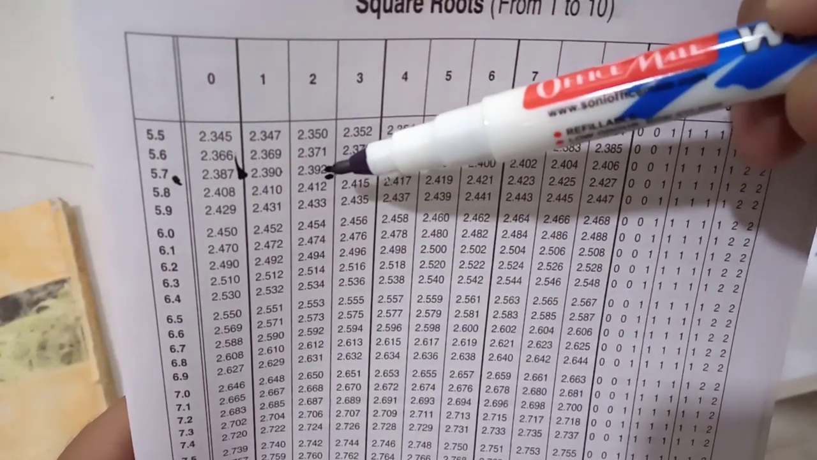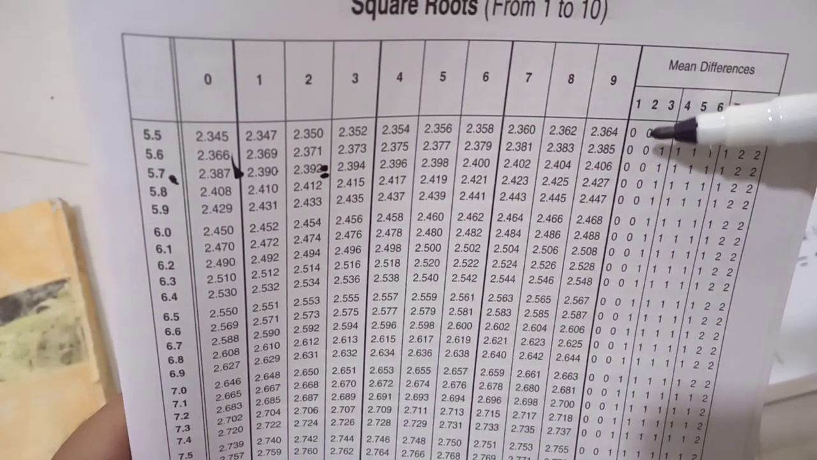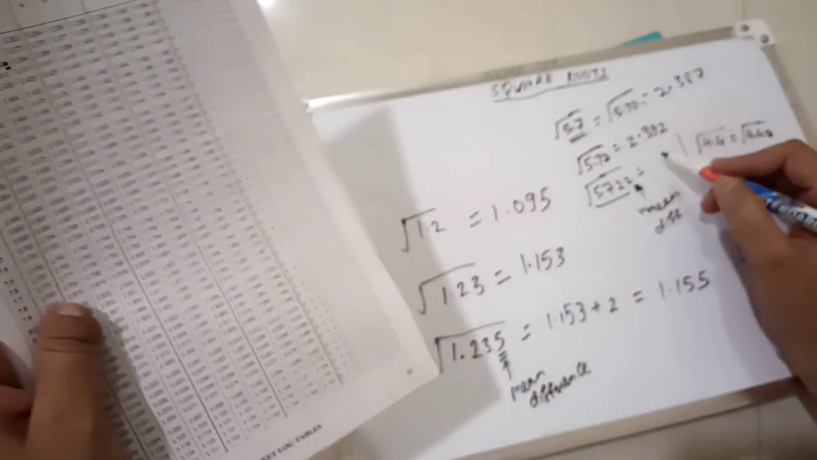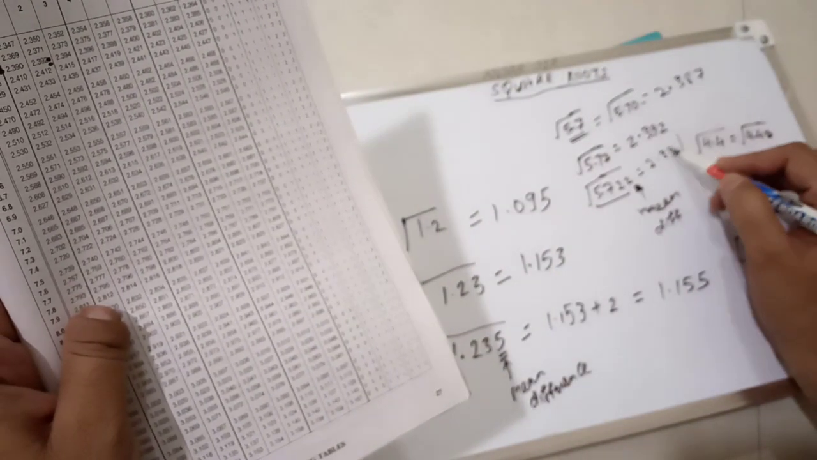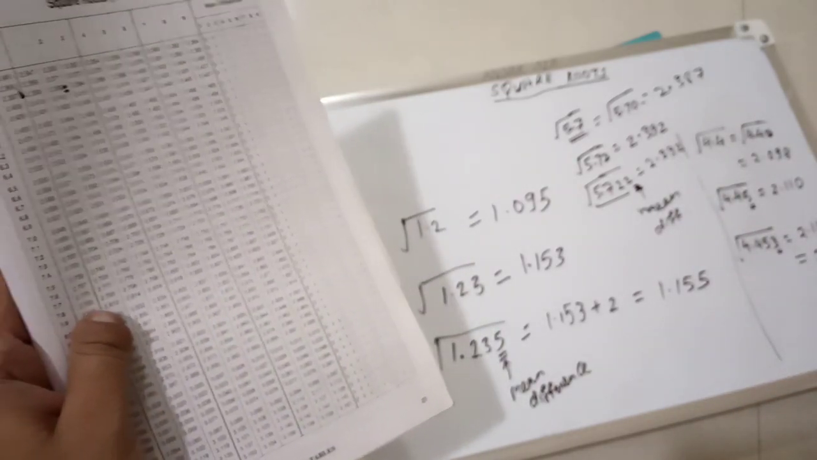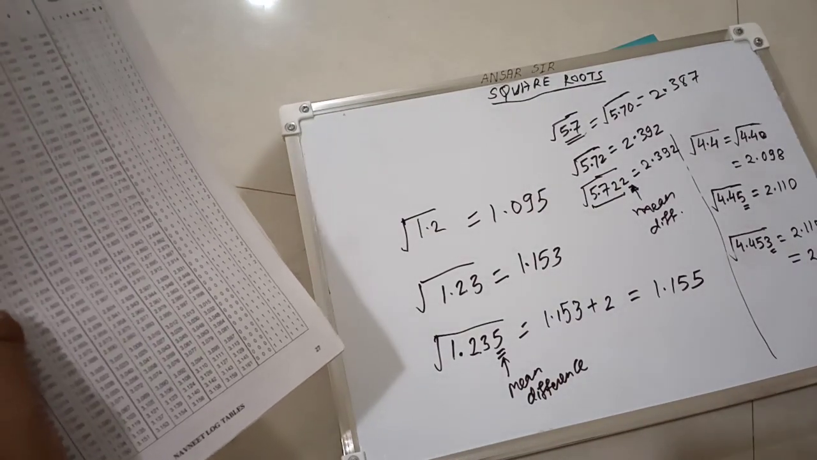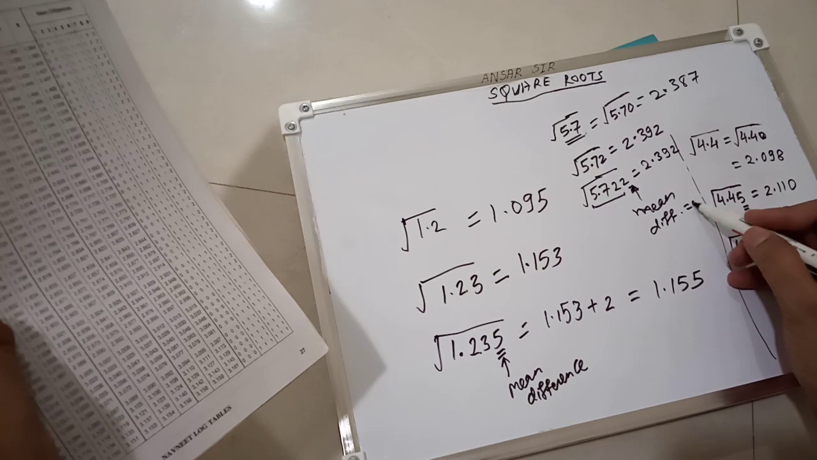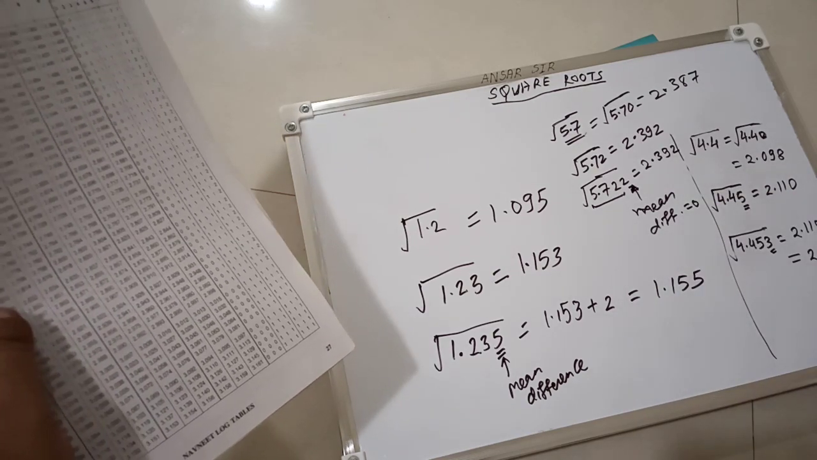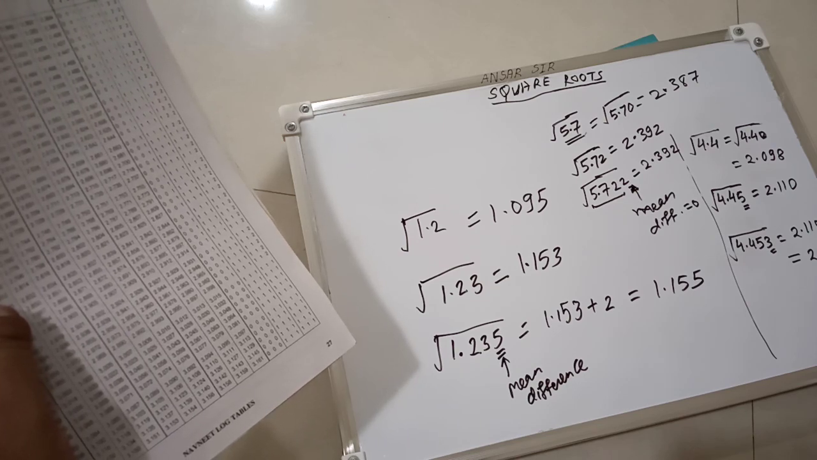5.72 is 2.392, and in the mean difference, for 2 the value is 0. So nothing will be added. This value will be the same, 392, and remember these are near about values. So it will be 2.392. I hope you have understood. Though the mean difference was 0 for this digit 2, that's why we did not add anything, and the value of 5.72 is nearly equal to root 5.722.